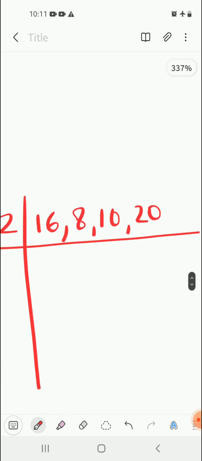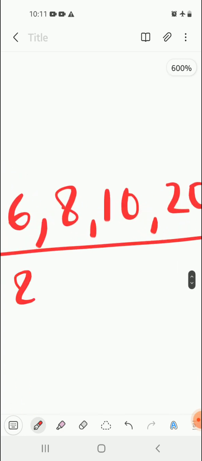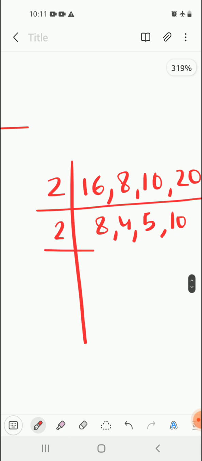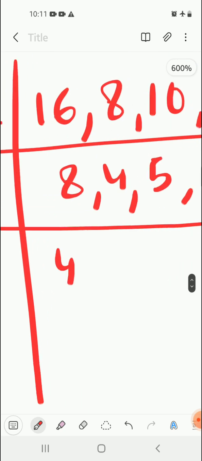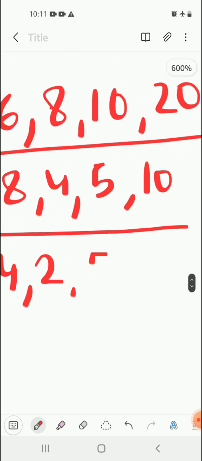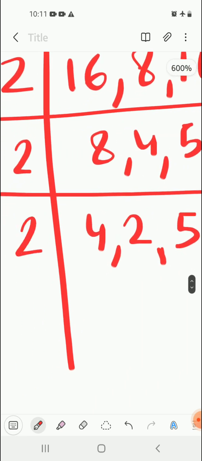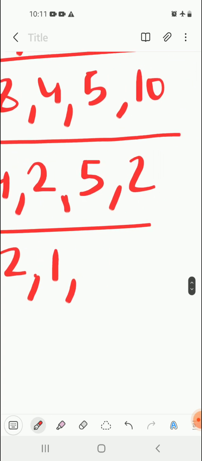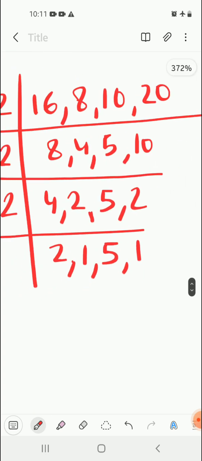All will get divisible by 2. So this becomes 8, this becomes 4, 10 becomes 5 and this becomes 10. Again possible to divide by 2. Most of the numbers, it becomes 4, it becomes 2, 5 remains as it is, 10 becomes 2. Now we are going to divide it again by 2 further. This becomes 2, this is 1, 5 remains as it is and this becomes 1.